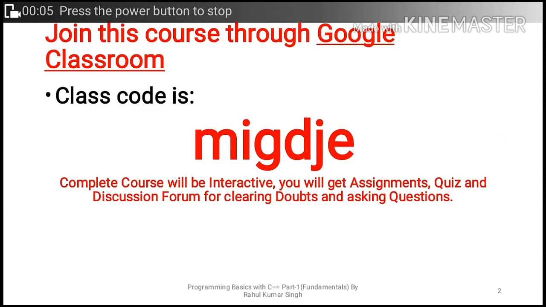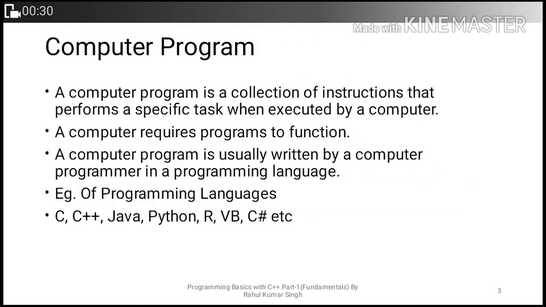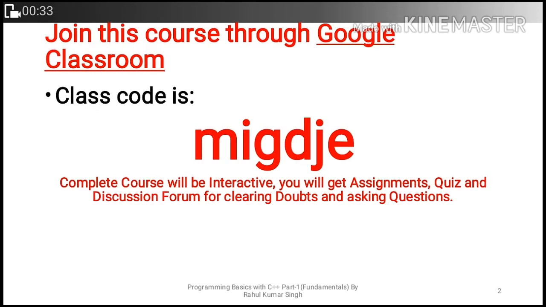You can join this course on Google Classroom. Just search Google Classroom, or the Google Classroom app is also available on the Android Play Store. You can log in through your Gmail account and use this class code to join this course. This class will be totally interactive. Assignments will be there, quizzes will be there, a discussion forum will be there. Whenever you want to clear some doubts, everything will be cleared here, and you can ask questions. Everything will be so interactive.